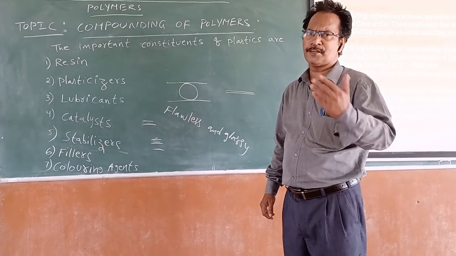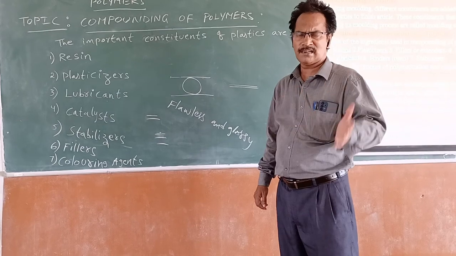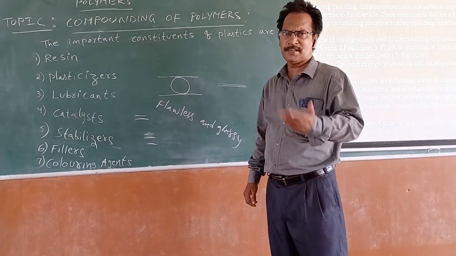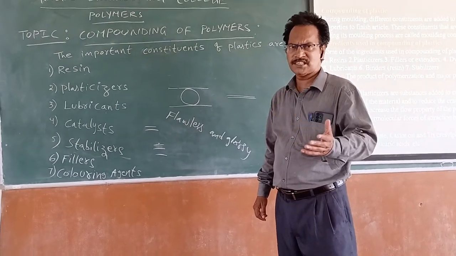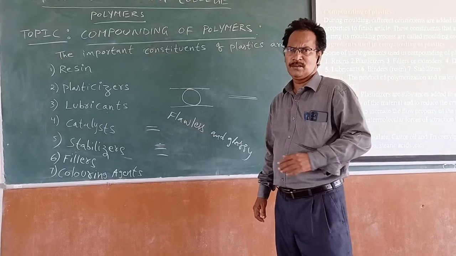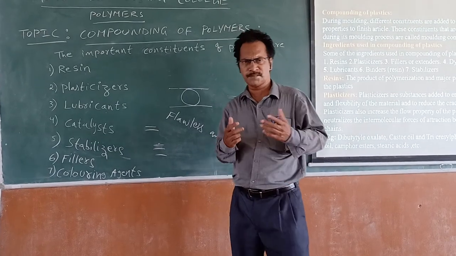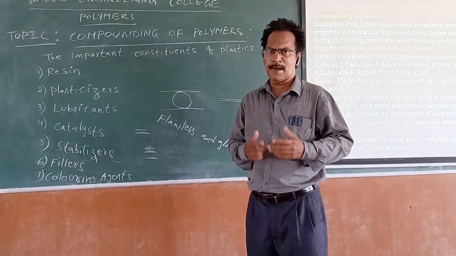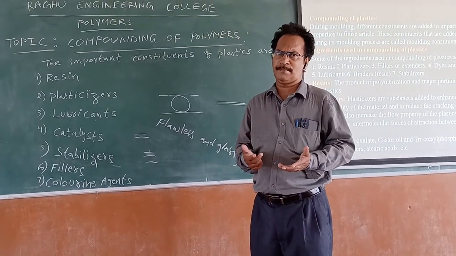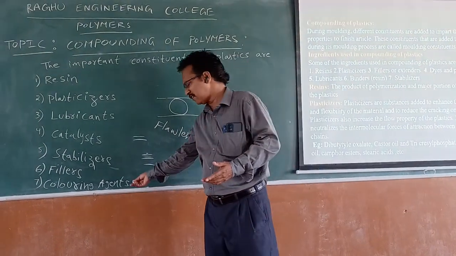What are the 5 things that are going to improve? First one, better hardness, and the second one, workability, tensile strength, opacity, and finish. Okay, what are the various fillers that we are going to use? Gypsum, china clay, paper pulp, sawdust, etc. Then finally we are going for coloring agents.